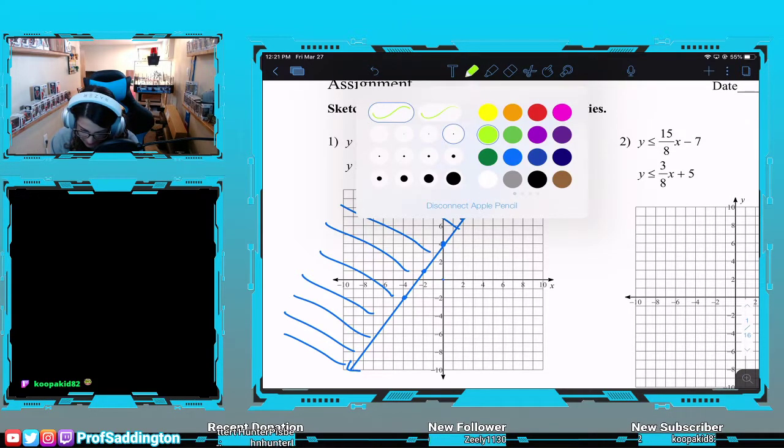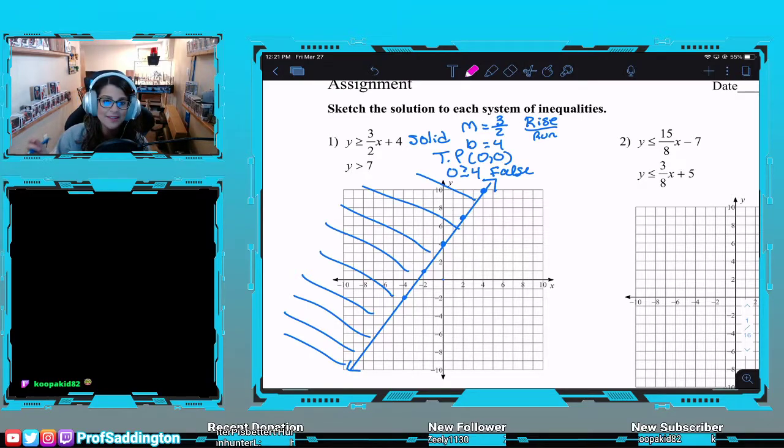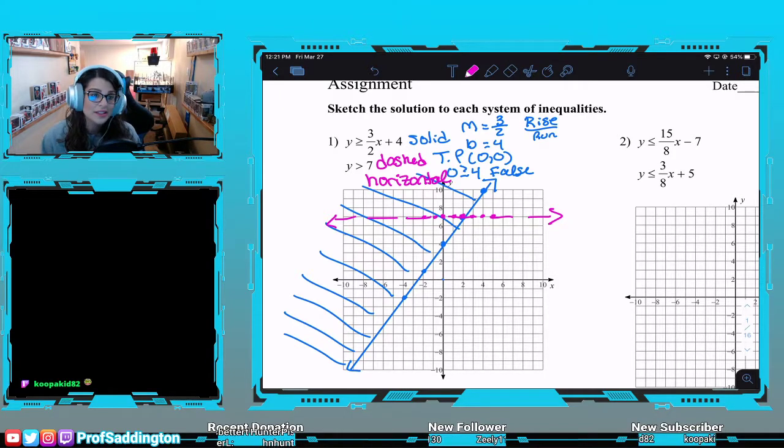I'm going to pick a different color now for y is greater than 7. Since it's strictly greater than, this is going to be a dashed line. And if it's strictly just y, it's going to be a horizontal line. So it's dashed and it's horizontal. That means I'm going to go up to positive 7, and my line is just going to be horizontal going all the way across. And again, it's dashed. So you can draw a few dots there, but then it's just going to be dashed. This one doesn't necessarily need a test point. If I'm thinking of numbers that are greater than 7, that's 8, 9, 10, and so on. So we're going to shade above.